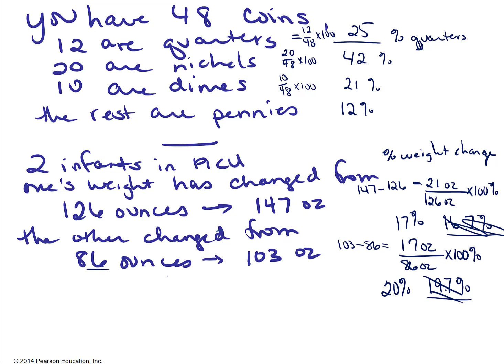But still, the second baby, even though they didn't weigh as much, their percent change oftentimes can be more significant than the fact that they gained 5 ounces or they gained 15 ounces. What was their starting point? And that shows a greater change in the smaller one.